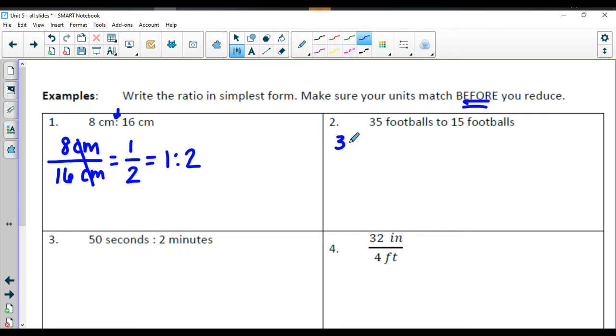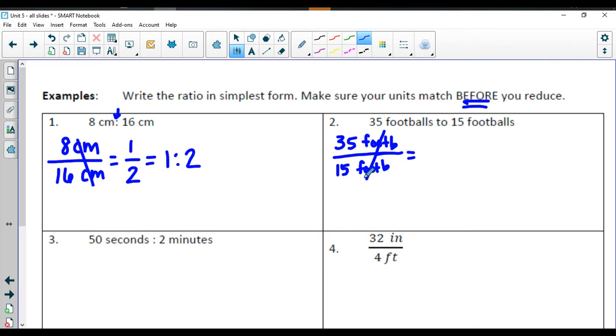Question number 2, I'm going to write out 35 footballs. I'm just going to put foot if that's okay, over 15 foot. Put a B at the end if you want to. And my units are the same, so I'm going to go ahead and cancel them out. If you are using your calculator to reduce here and you type in 35 over 15, you have to be careful because you are going to get a mixed number. We don't want that. We actually just need an improper fraction here so that we're still just able to have two numbers to compare, like we had over here, 1 to 2.